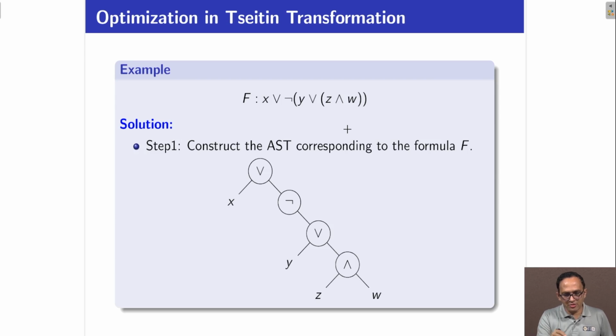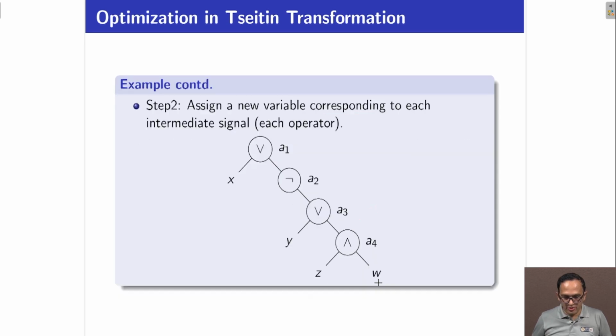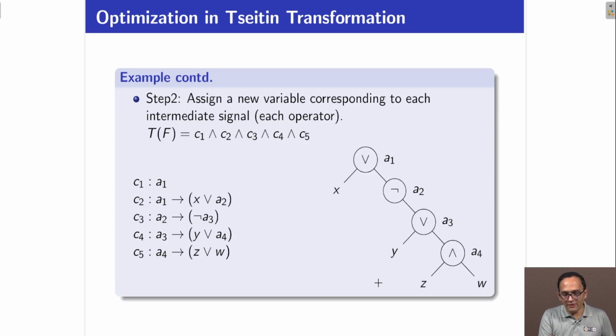So, this is the AST corresponding to this formula, because this is x xor not of y or and of Z and W. So, this is clear, right. Then what I will do is assign A1, A2, A3 and A4, new variables.